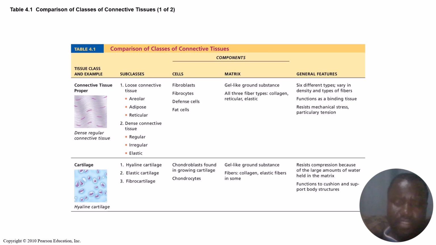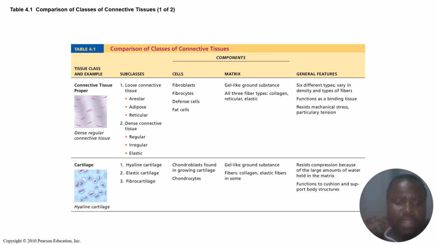Where do we find these in terms of general characteristics? There are different types that vary in the density and type of fibers, so they will be loose or they will be dense. Then dense connective tissue, we have regular, then irregular, and then elastic. Then the other examples are those that are not connective tissue proper. We have cartilage that will be subclassified into hyaline cartilage, elastic cartilage, and fiber cartilage.